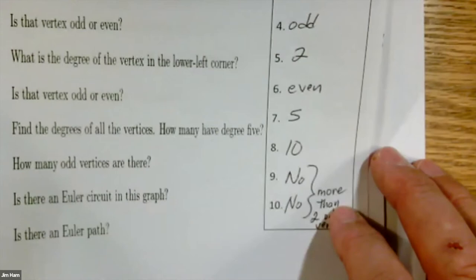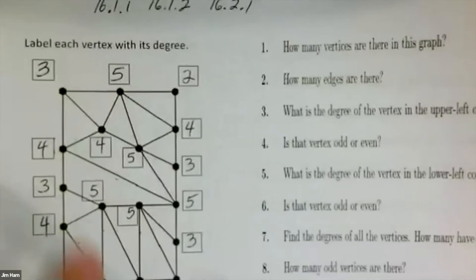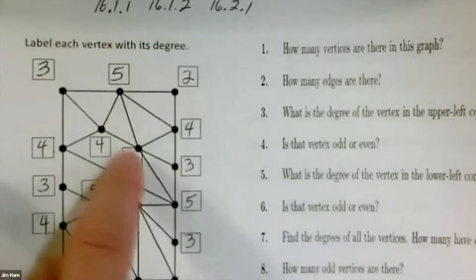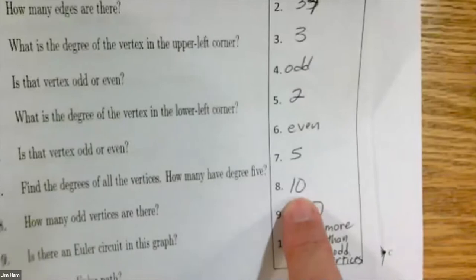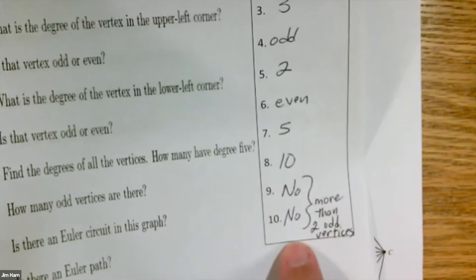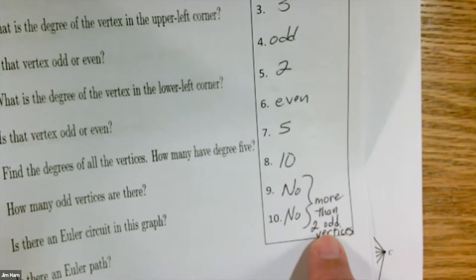So the answers for this one here, we have all kinds of odd vertices here, threes and fives and so on. If you count them, you have one, two, three, four. I might even ask how many odd vertices. You can see there are 10. So as soon as you know there are more than two, then you can't do an Euler path, nor an Euler circuit. So both of these in the first one are going to be no, because there's more than two odd vertices.